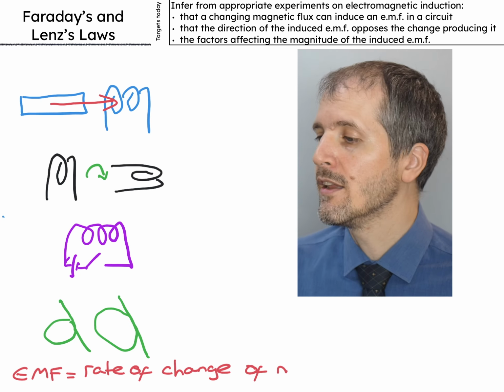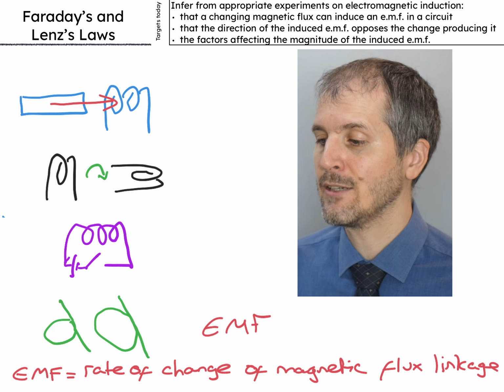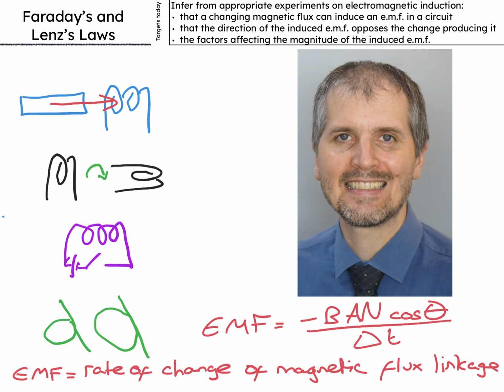Following the equation, EMF equals minus BAN cos theta over delta T, with that minus sign in the equation relating to Lenz's law.